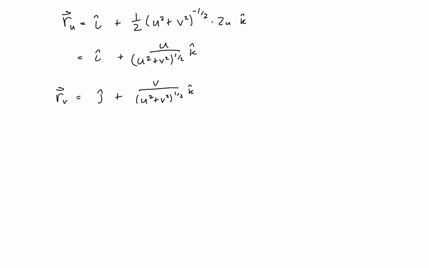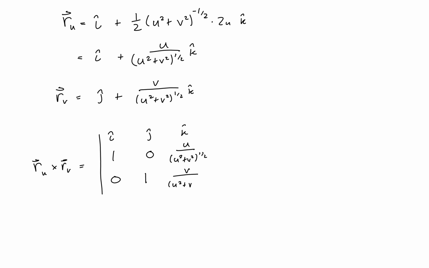And now we need to take the cross product of these. I'm going to have a 1, a 0, and then a u over (u squared plus v squared) to the 1/2, and a 0, a 1, and a v over (u squared plus v squared) to the 1/2. And so this is going to give me a negative u over (u squared plus v squared) to the 1/2 i. Then I'm going to get a minus v over (u squared plus v squared) to the 1/2 j, and then plus k.